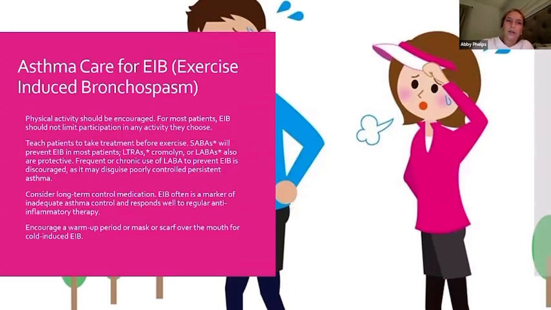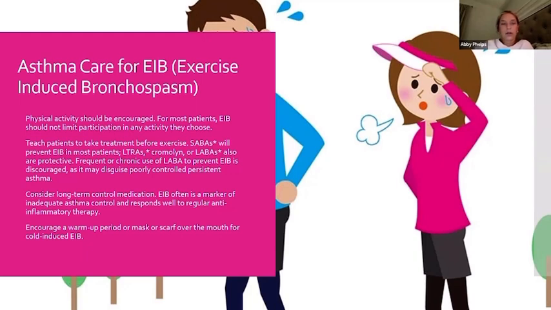So asthma care for EIB, exercise-induced bronchospasm. Physical activity should be encouraged. For most patients, EIB should not limit participation in any activity they choose. Teach patients to take treatment before exercise. So your SABAs will prevent exercise-induced bronchospasm in most patients. Your LTRAs or LABAs also are protective.